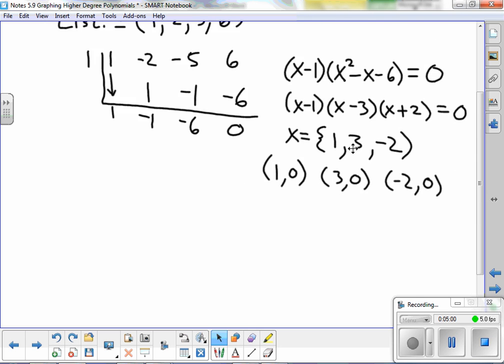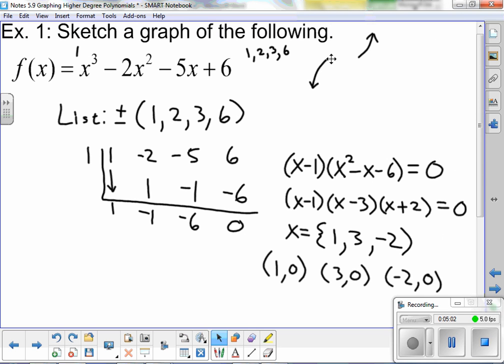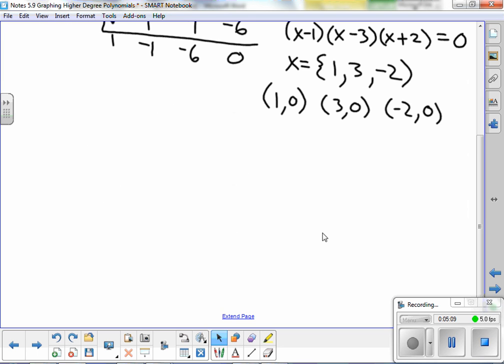Now the thing is, we know the end behaviors, right? Two end behaviors, and we know a bunch of points between them. Now I've got to figure out what's happening between my x-intercepts. To help myself out, I'm going to draw a number line. On this number line, I'm going to put my x-intercepts. This is not going to be drawn to scale. Just put them in order from smallest to biggest: -2, 1, and 3.